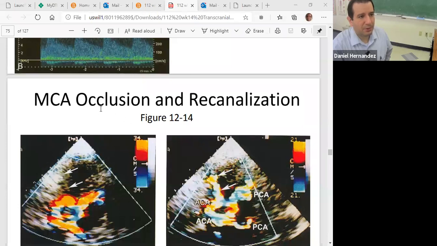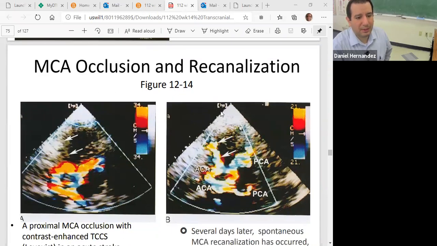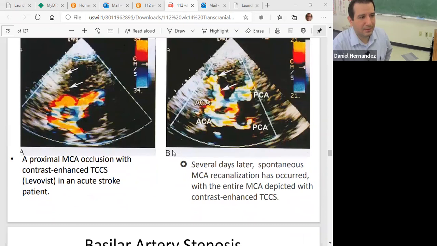This is an example of a middle cerebral artery occlusion and recanalization. So proximal MCA occlusion with contrast enhanced TCCS in an acute stroke patient. Then several days later, we had spontaneous MCA recanalization. And now the entire MCA is depicted with contrast enhanced TCCS.